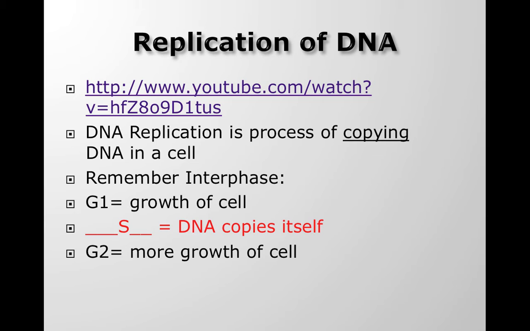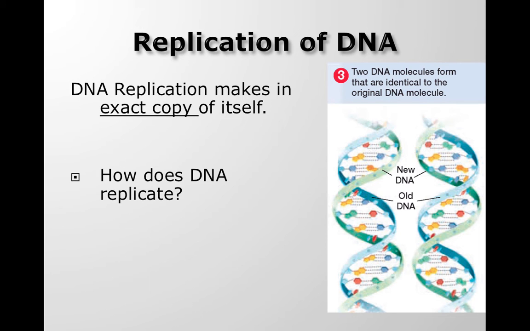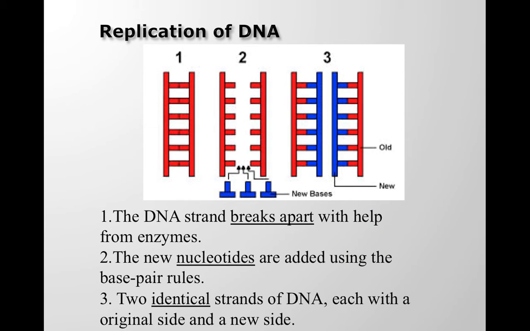If you remember, the cell cycle starts with interphase. And in interphase, you have those three subparts, the G1 where the cell grows, and then the S phase where DNA copies itself, and then the G2 where there's more growth, and then there's mitosis and cytokinesis. Well, what exactly does it mean when we say DNA copies itself? So we're going to make sure that we talk about the way that we're making an exact copy. And that happens in 3 easy steps.